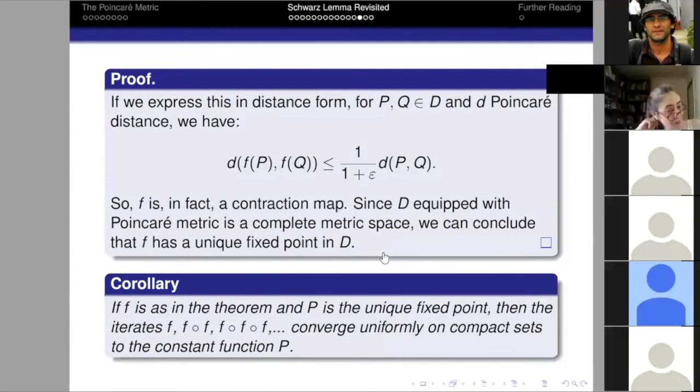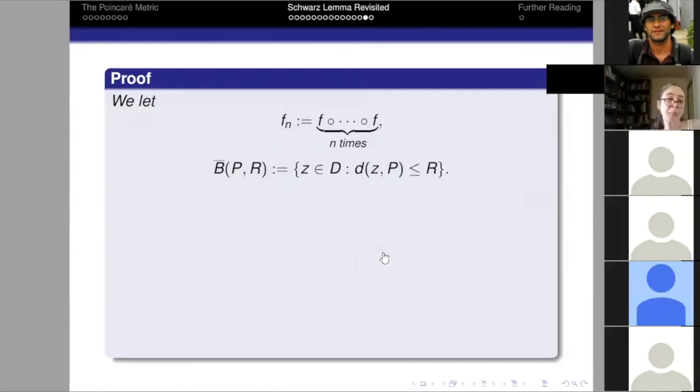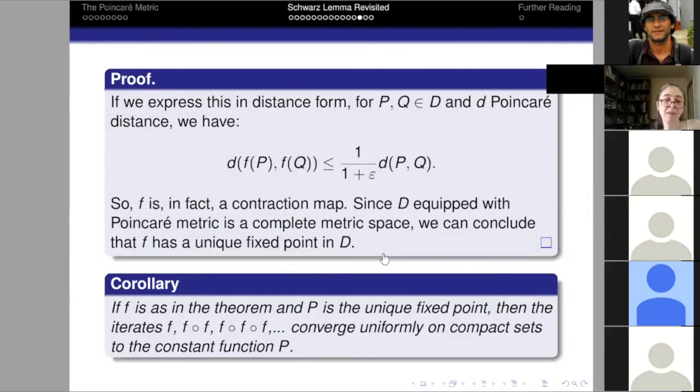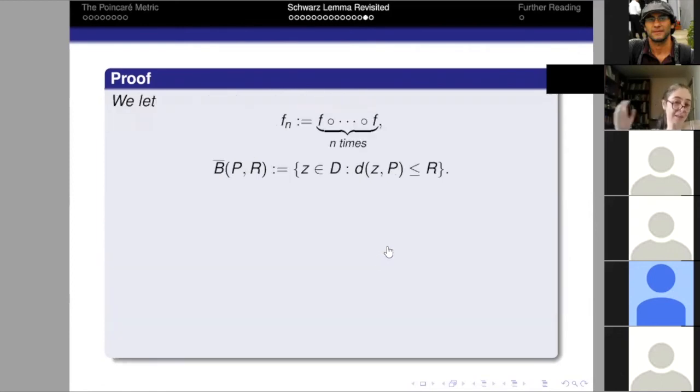So what we want to do is take the iterates. We have a series of holomorphic functions, constructed by composing F with itself. We say that these series converge uniformly on compacts to the constant function P. So we define Fn to be its composition with itself n times.